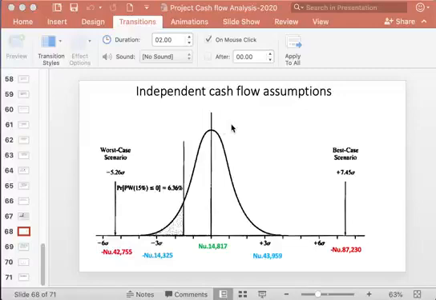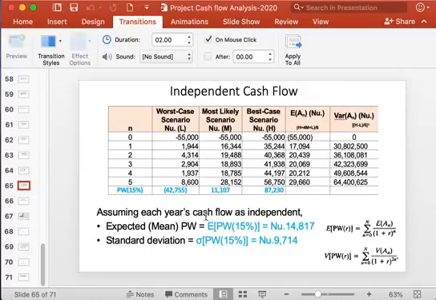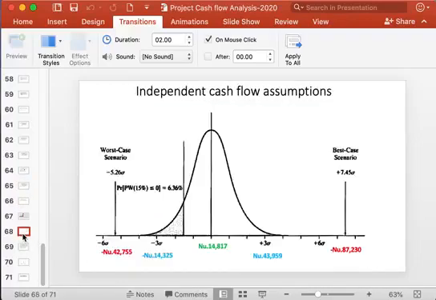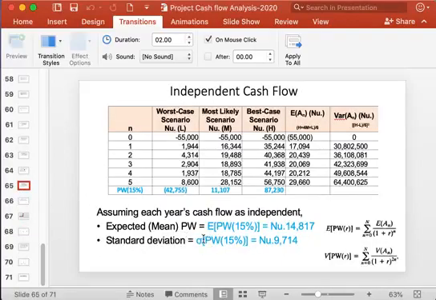Okay, so to continue with the scenario analysis, to continue from the previous video, assuming that the cash flows are independent, each year's cash flow are independent, we have the mean present value of 14,817 and standard deviation of 9,714 Newton.